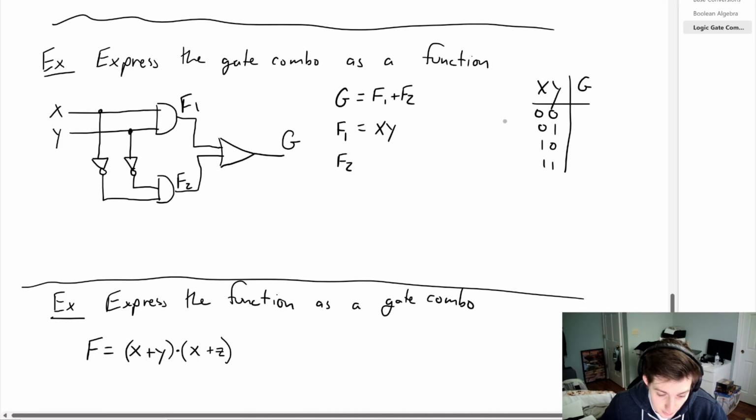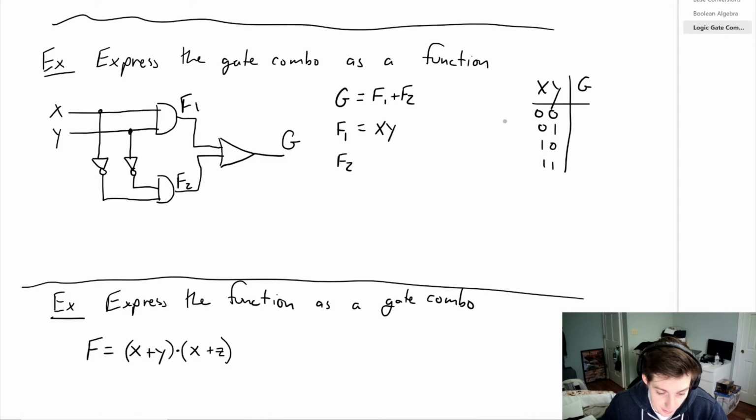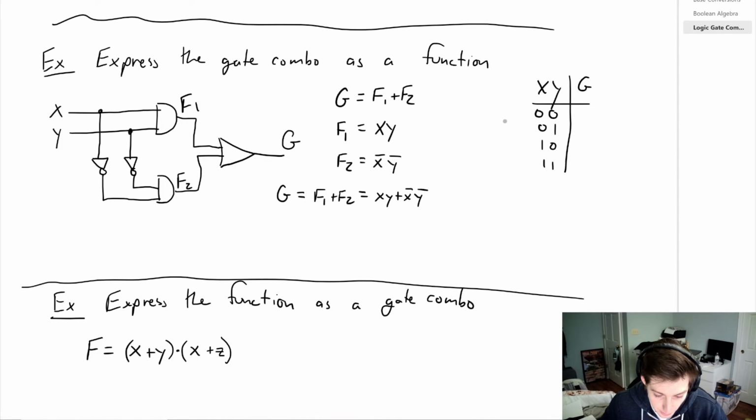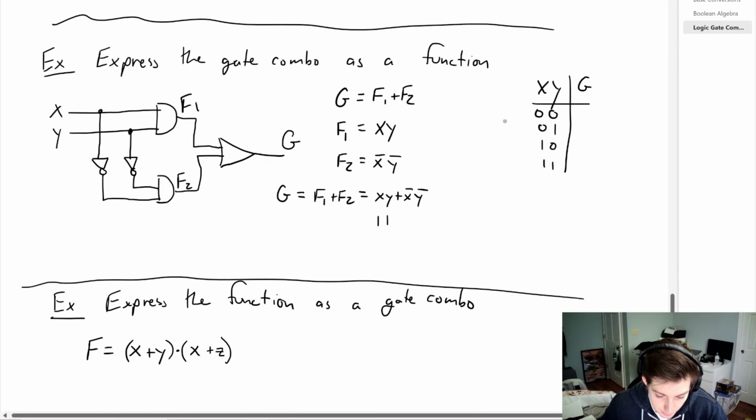Now F2, we have, again, two inputs, but those are going to be the inverse of X and Y because we have these NOT gates right here. So F2 is going to be equal to X bar, Y bar. So plugging these in, we can see that G is equal to F1 plus F2, or simply equal to XY plus X bar, Y bar. Now this is a quicker method because we know that this product would correspond to 1, 1, and this product would correspond to 0, 0, and those are the only ones that we have.